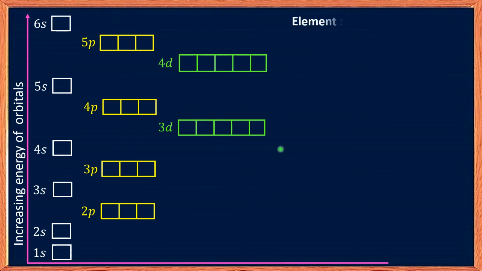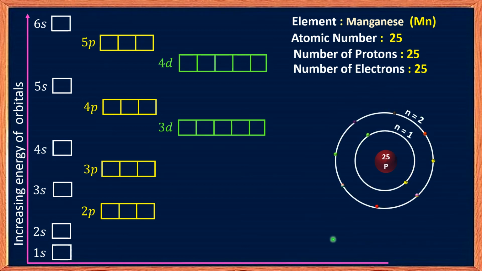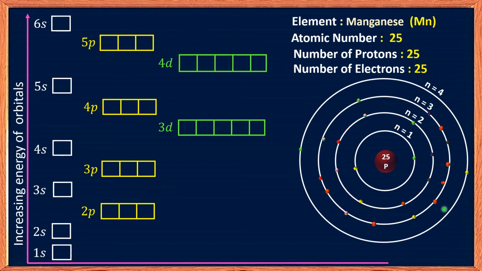Next element is manganese, Mn. Its atomic number is 25. There are 25 protons and 25 electrons. These are the electrons. Totally 25 electrons are revolving around the nucleus of manganese. Okay, so let us fill all these electrons as usual into the atomic orbitals.